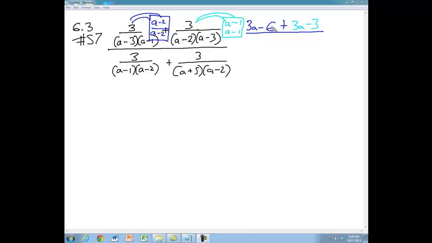What this does is now I'm going to add this numerator together, and my denominator is going to be the trinomial a minus 3, a minus 1, a minus 2. And that gives me my top fraction.